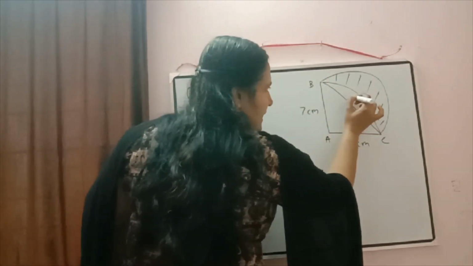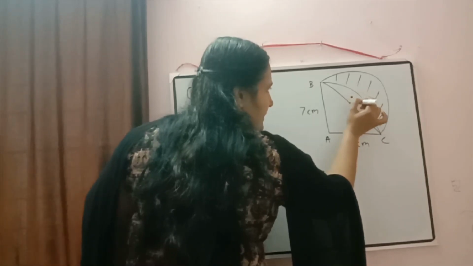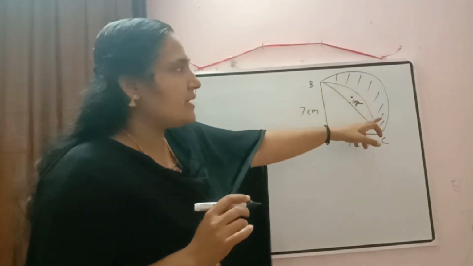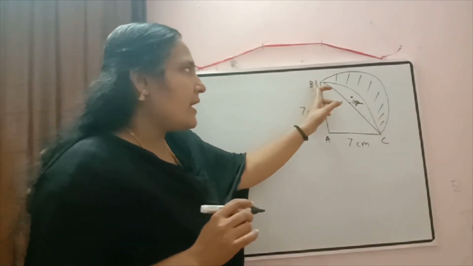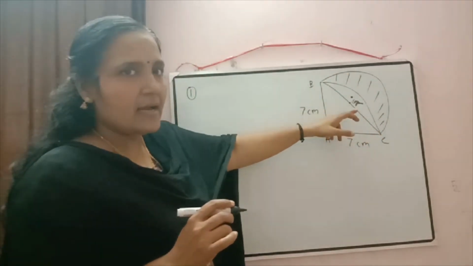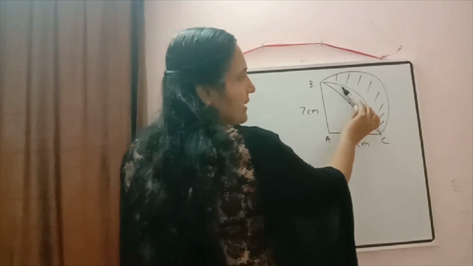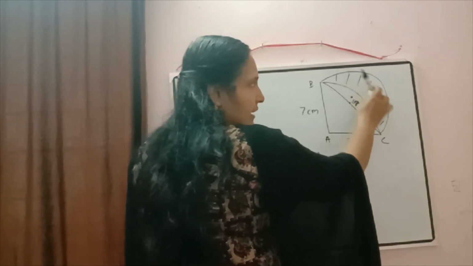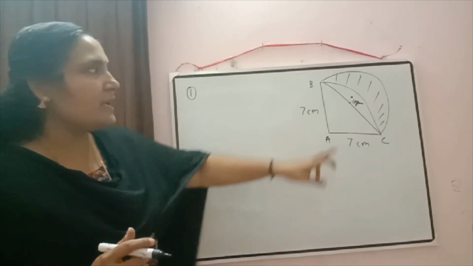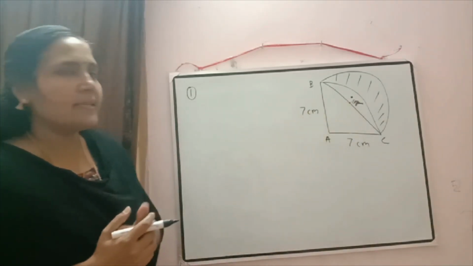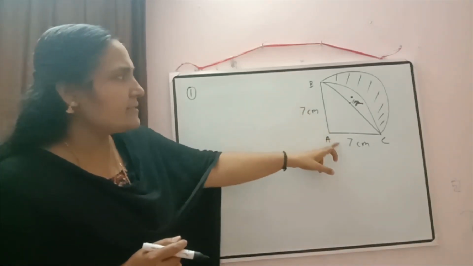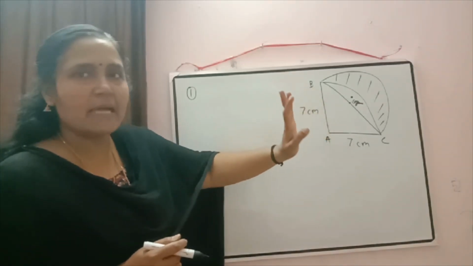So what do we call this portion? Yes, that is the segment. So how will we calculate the area of shaded region? From the area of semicircle, if we subtract the area of this segment, then we will get the area of shaded region. So first we have to calculate the area of segment. Since radius is already given, we can do that directly.